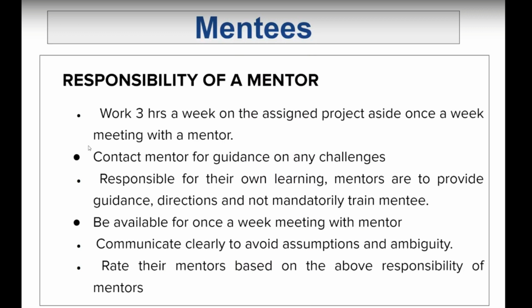Now, the mentees should also be available at least once a week to speak to their mentors. The mentees should communicate clearly to avoid assumptions and ambiguity. So when you are speaking with your mentors, you have to be clear because we are working remotely. And when you don't have enough instructions in a remote environment, you tend to sleep rather than work.